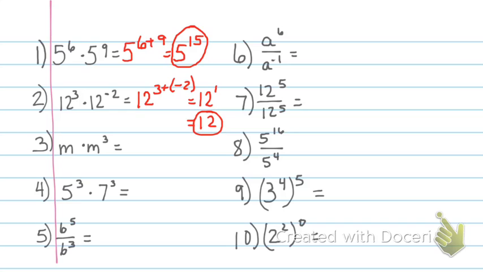For the next one, we're using the same rule. 12 to the 3rd power times 12 to the negative 2 power. You're going to add those exponents together. So 12 to the 3 plus negative 2, which is really like 3 minus 2, so 12 to the 1st power. But when we have an exponent of 1, it's like it's not even there, so you can just have 12 for your answer.